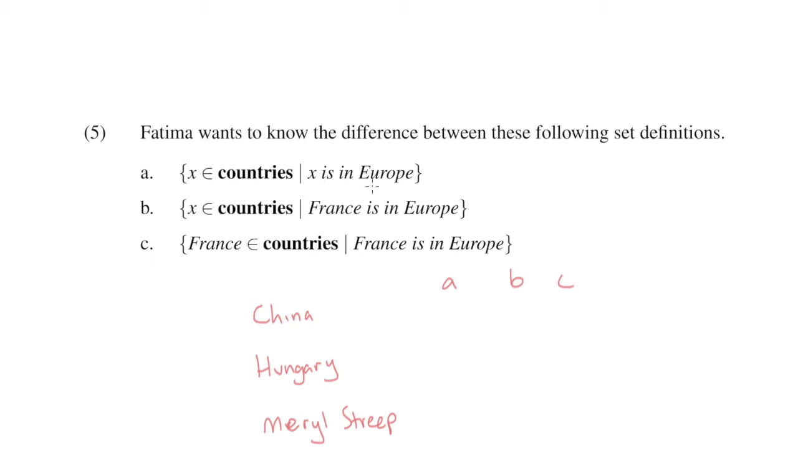China is in Europe, that's false. So China won't be in A. Okay, let's look at Hungary. Again, we're replacing X with the item that we're testing. Hungary is in countries, that's true. And Hungary is in Europe, so that's true. So Hungary will be in the set.